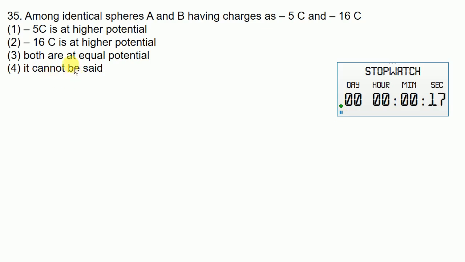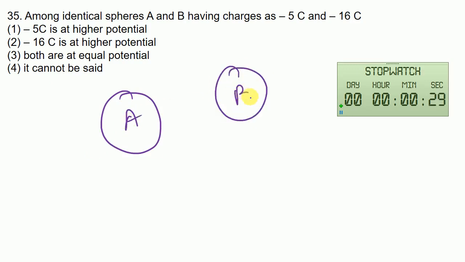Come on, this question. Among identical spheres, there are two spheres. One is A, one is B. One is minus 5 coulomb, other is minus 16 coulomb. Which is at higher potential?